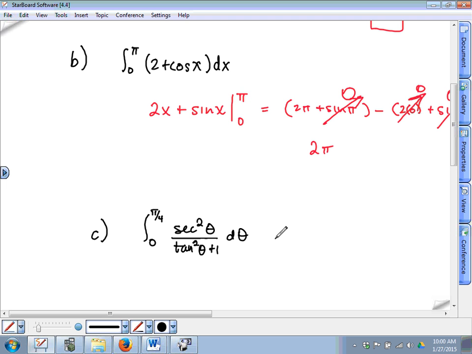Choose an identity that makes tangent squared plus 1 equal secant squared. Right? Doesn't tangent squared plus 1 equal secant squared? It's a simple identity. Tangent squared plus 1 is equal to secant squared.